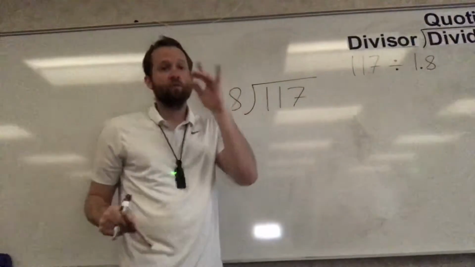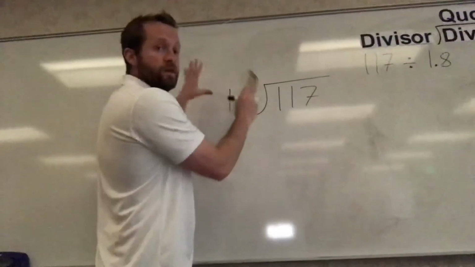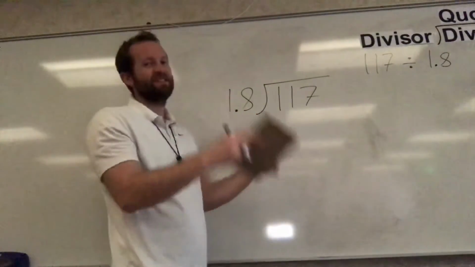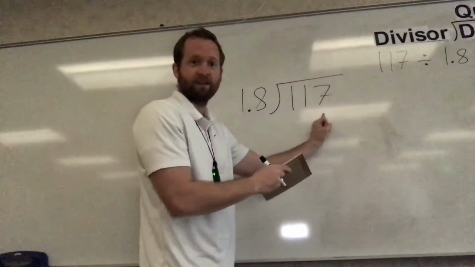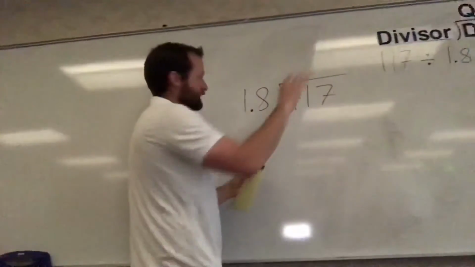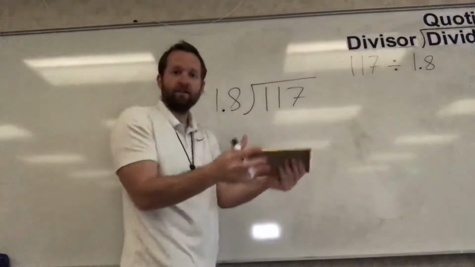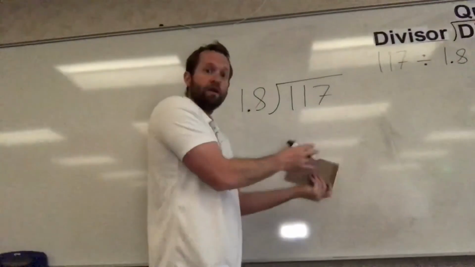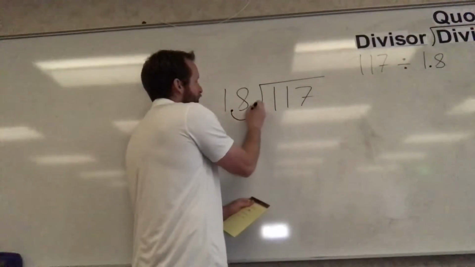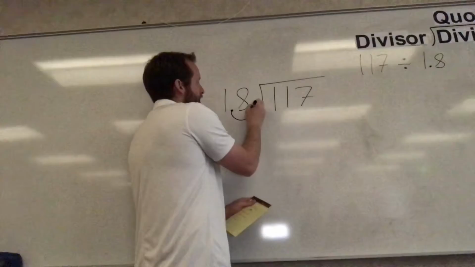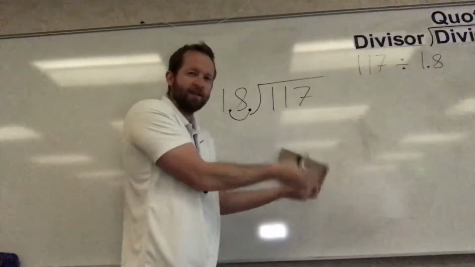Now, before we do any dividing, we want to make sure that we have a whole number in the divisor. It just makes it a lot simpler to find out how many times it fits into our dividend here. So all we're going to do is take this decimal right here and move it until our divisor turns into a whole number. So in this case, I'm going to move it to the right one time. And now 1.8 has turned into 18. And I can work with 18 pretty easily.